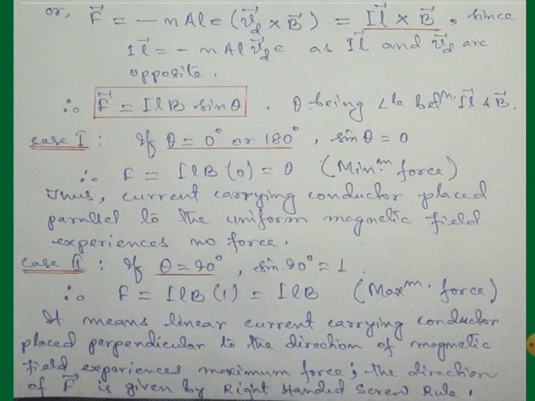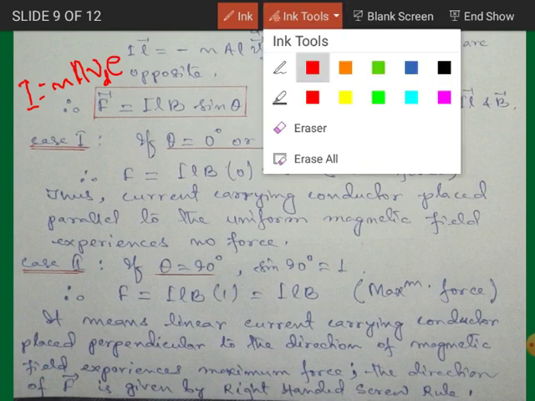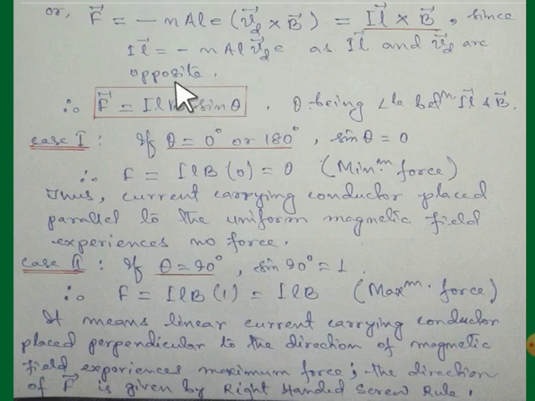See here, your F is equal to minus n A L e v_d cross B. Got it? So n is the number density, and A L is nothing but the volume of that cylinder. This will give you the total number of free electrons present in the cylindrical wire. So we know that I is equal to n A v_d e, no? So instead of that, you can replace it with capital I. The relation between drift velocity and current, we know that I is equal to n A v_d e, like this, right? So you replace it with this current I. Got it? By current I, then you will get what? I L.